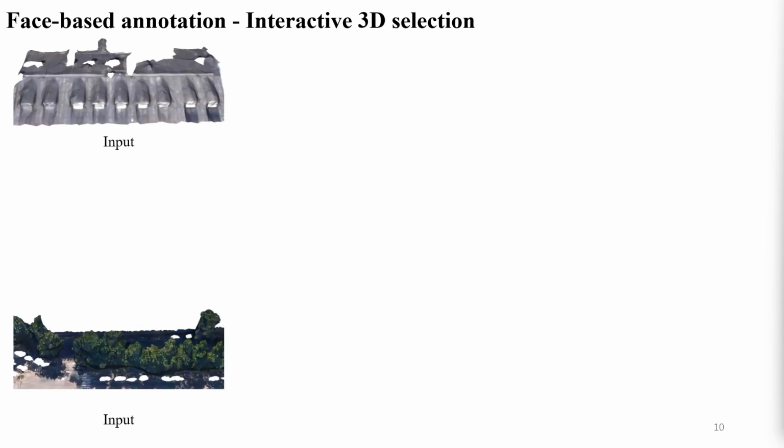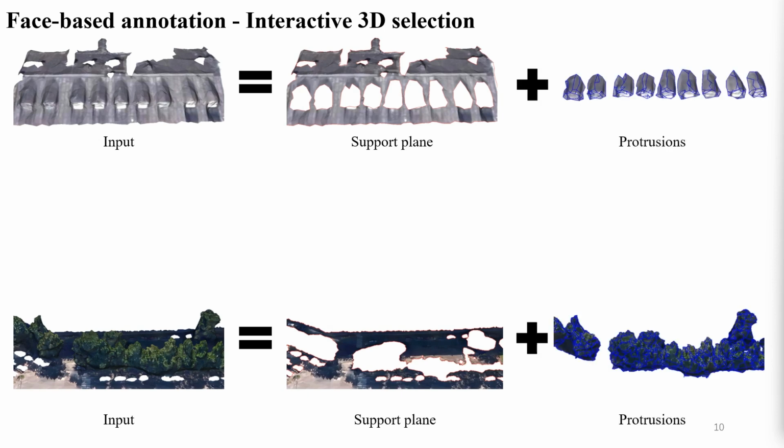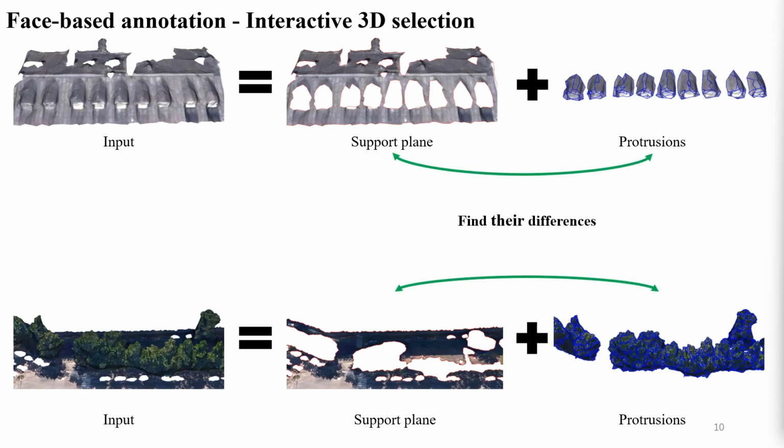We start by breaking down the input mesh into planar segments using region growing. Then, we efficiently identify protrusions that aren't part of the main plane through interactive selection. We distinguish them based on differences like the maximum distance from a face to the support plane, the minimum angle between face normals and the support plane, and local geometric consistency. This helps us formulate a binary labeling problem to separate these differences.